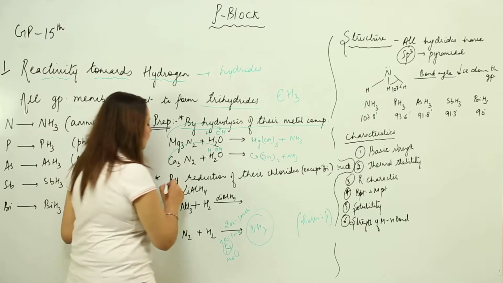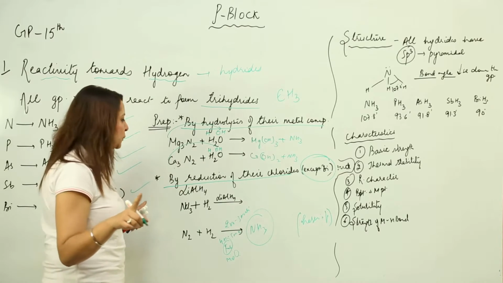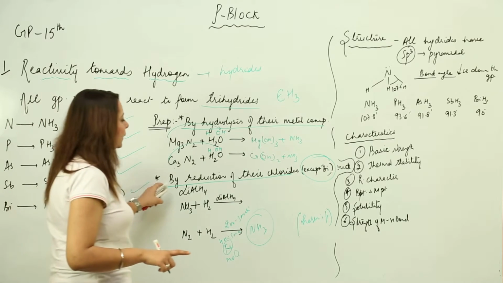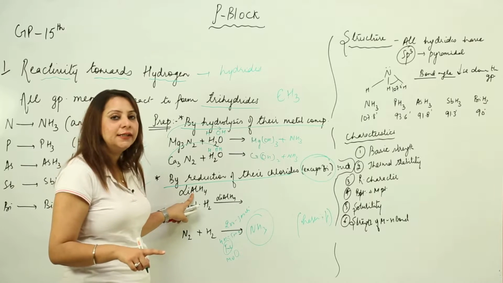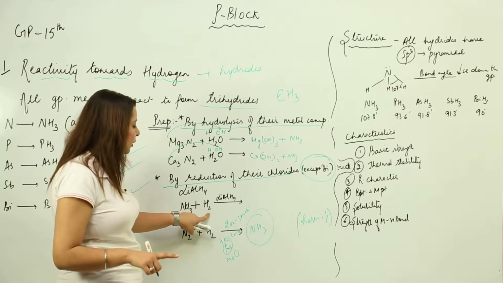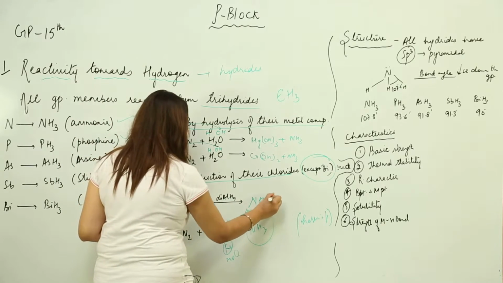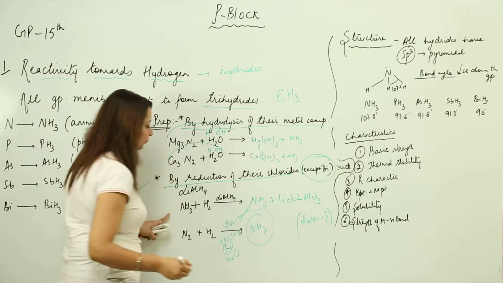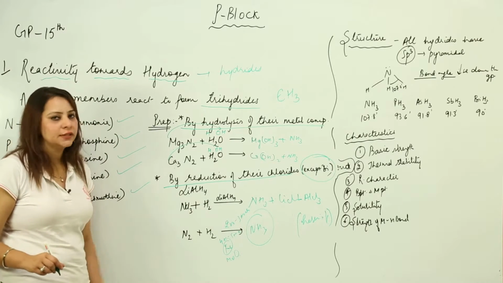Likewise we can also form them by the reduction of their chlorides, but not for bismuth particularly. We cannot use this method for bismuth. For nitrogen, phosphorus, arsenic and antimony, we can take their chlorides and reduce them in the presence of a powerful reducing agent, that is lithium aluminium hydride. So suppose I have NCl3, I am going to reduce it in the presence of this reducing agent. What do I have? I have NH3, LiCl and aluminium chloride, right. So by reduction of their chlorides in the presence of LiAlH4 we can have this kind of compounds.